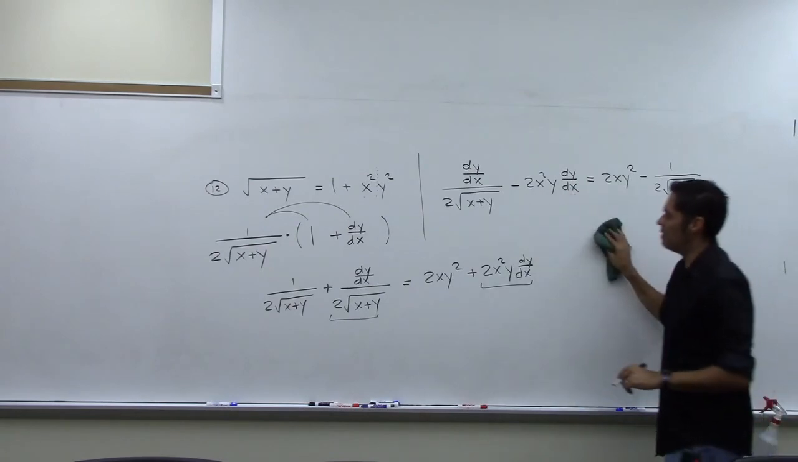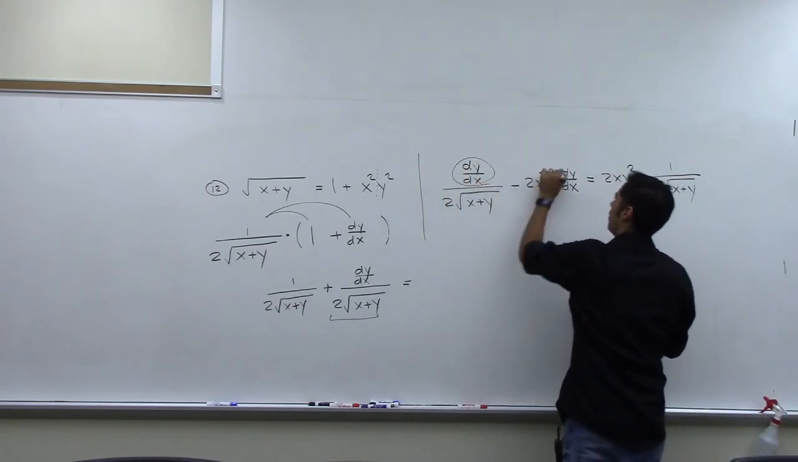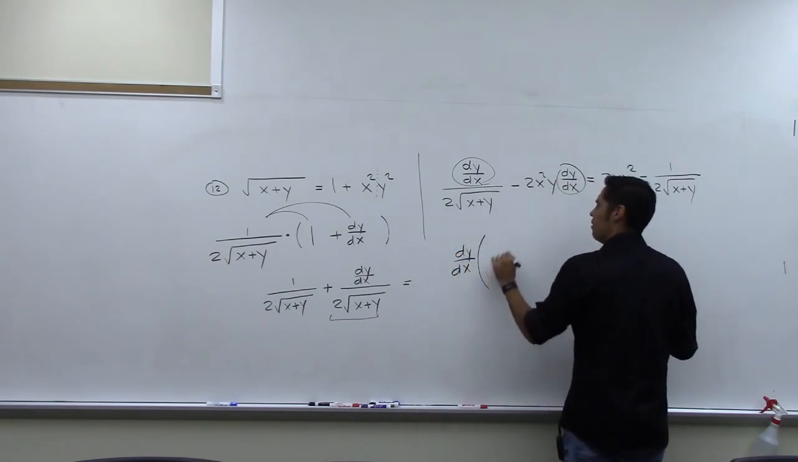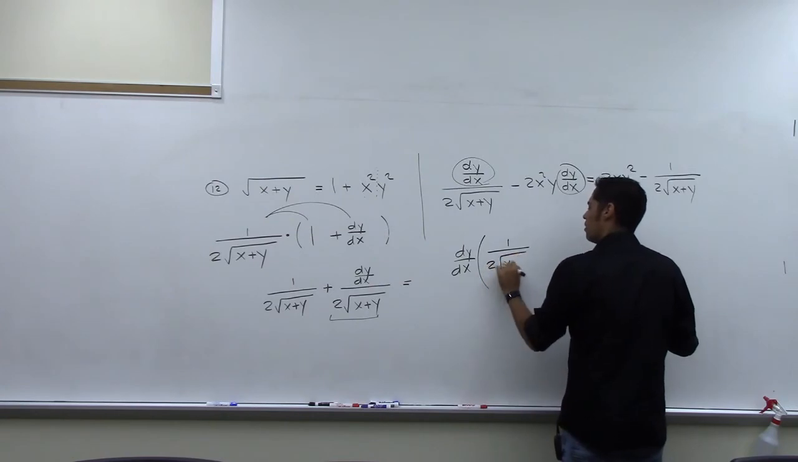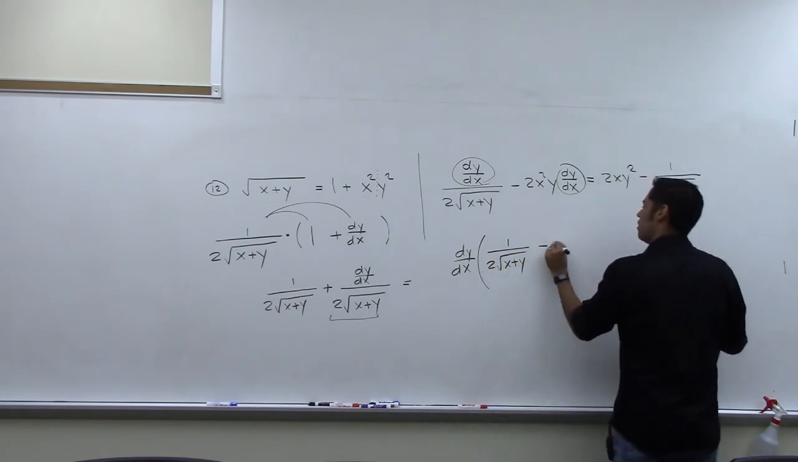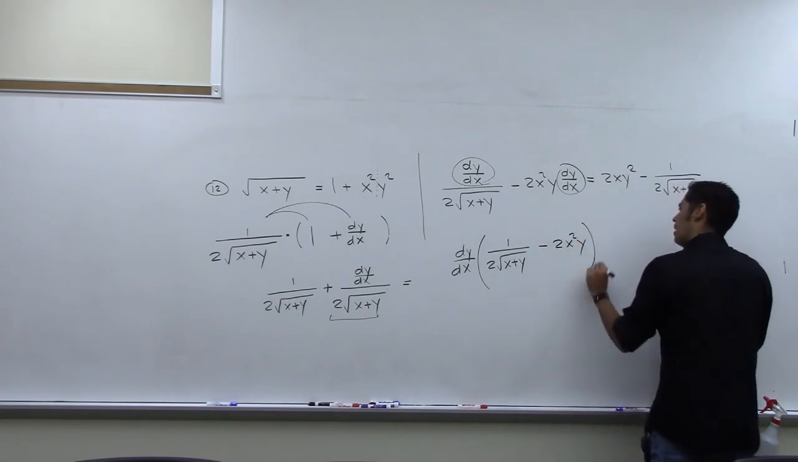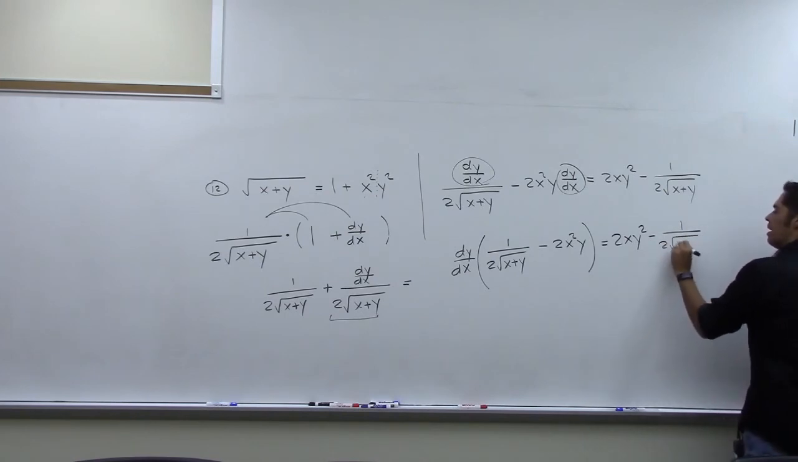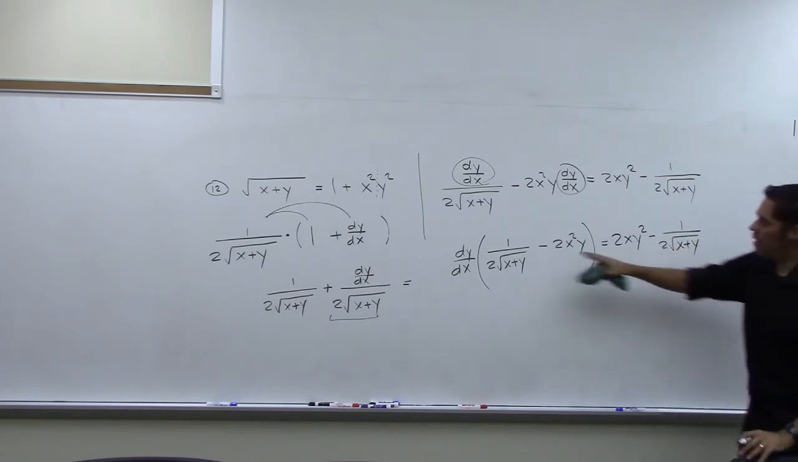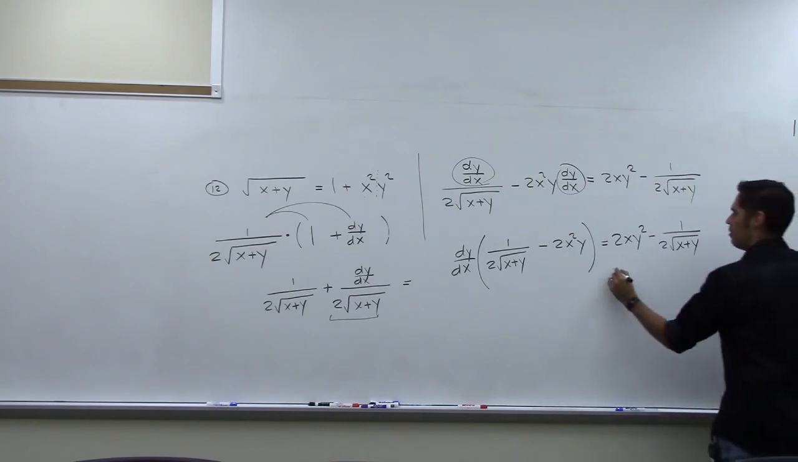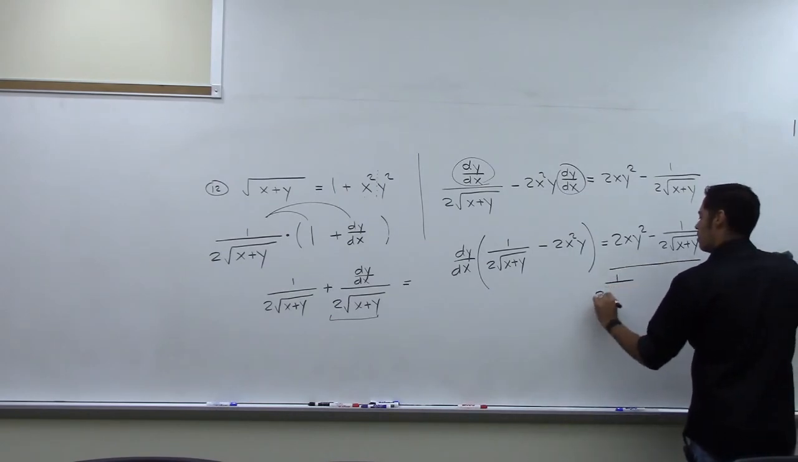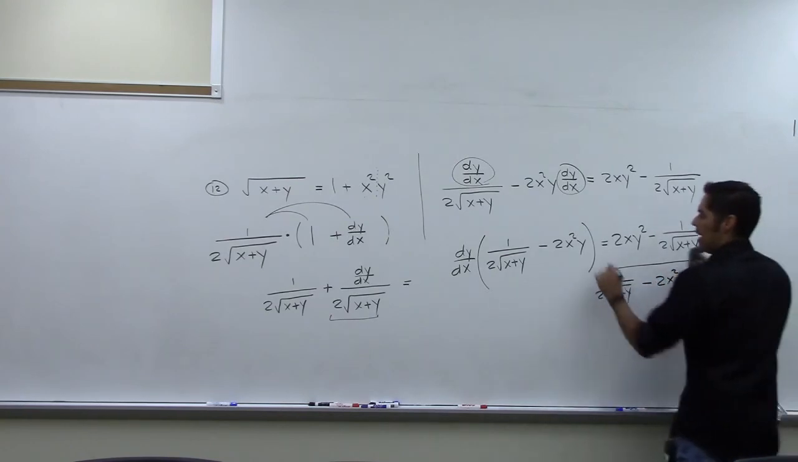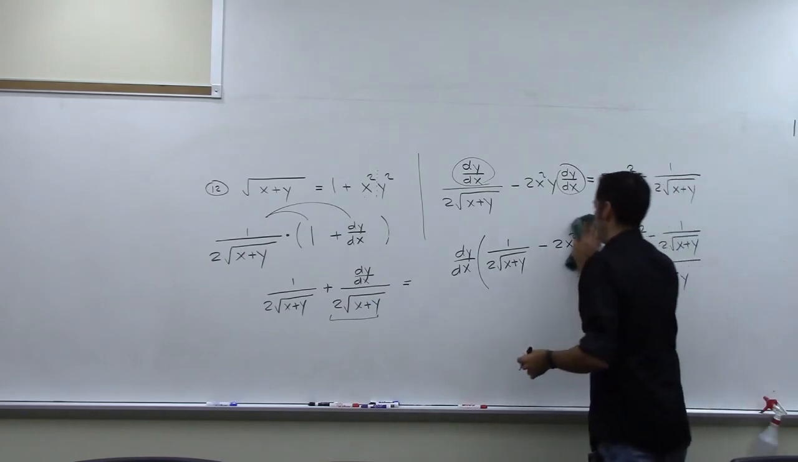Both of these have dy/dx in them, right? Right here, so I factor that out. I'm left with 1 over 2 root x plus y minus 2x squared y equals 2xy squared minus 1 over 2 root x plus y. And then I divide this over here on this side. Let me just do that real quick. Shortcut, 1 over 2 root x plus y minus 2x squared y. And when I divide that out, all I'm left with is dy/dx.